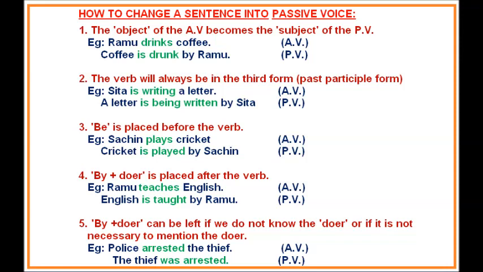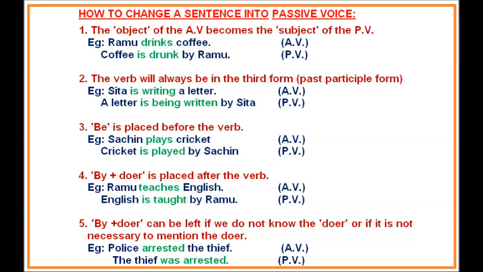Next, by plus doer is placed after the verb. Generally after the verb, we write the object. But in passive voice, generally we write by before the object. Ramu teaches English. If we change it to passive voice, English is taught by Ramu. Ramu came to the object place and before Ramu, by is added. And one more rule, by plus doer can be left out if we do not know the doer or if it is not necessary to mention the doer.